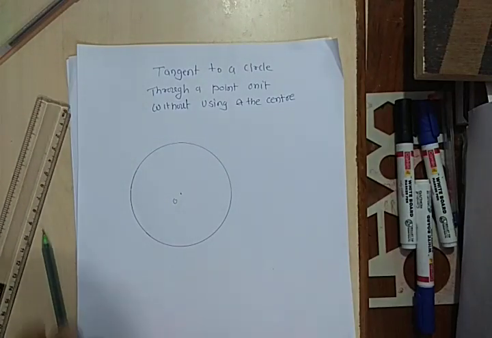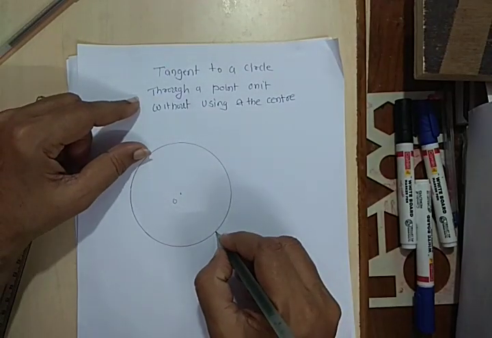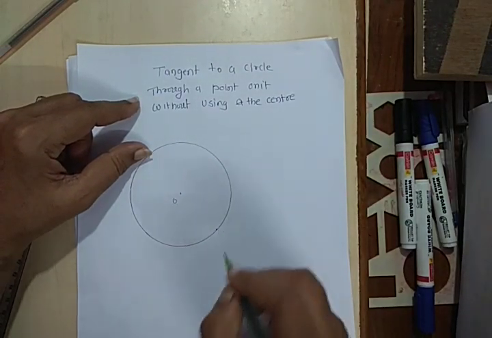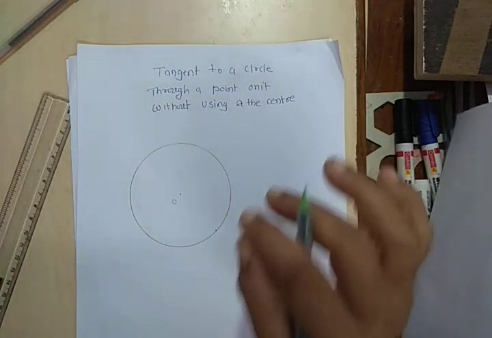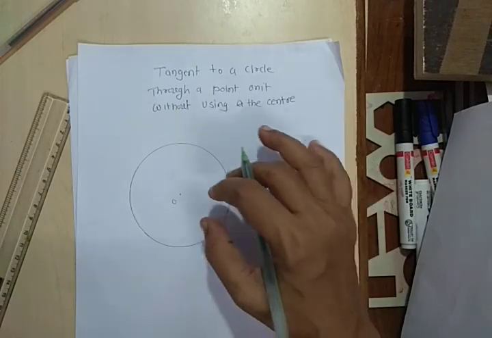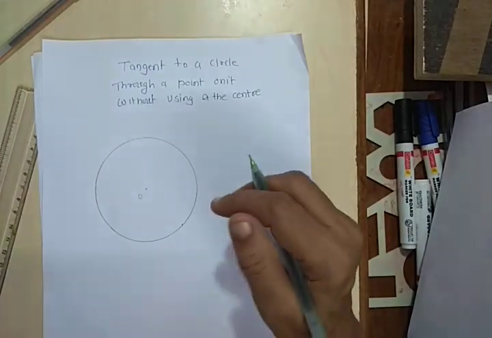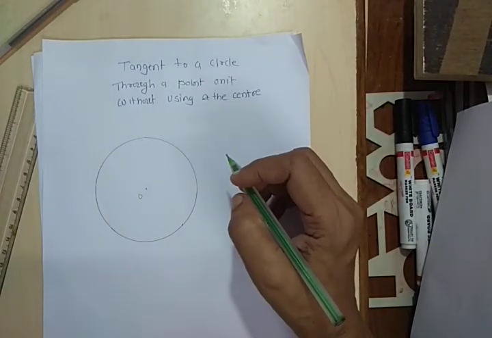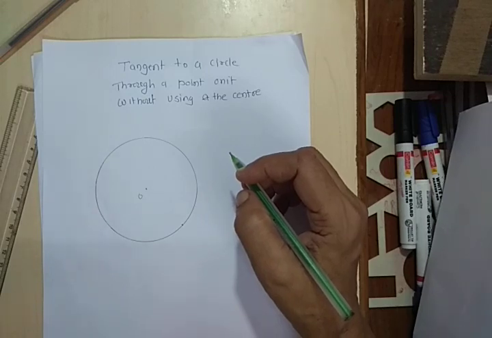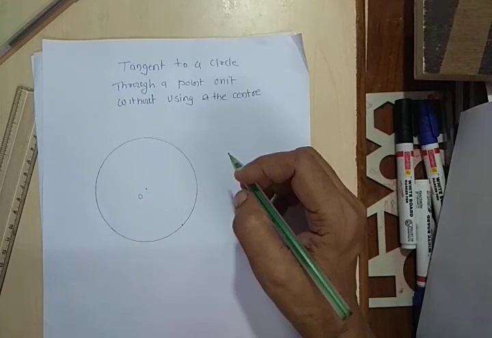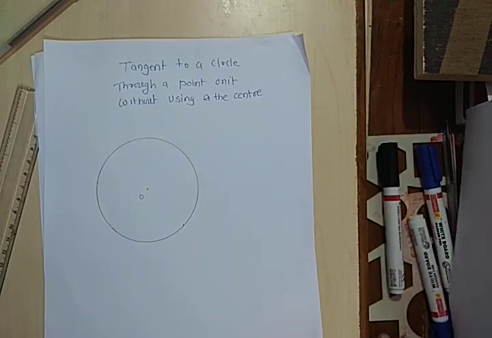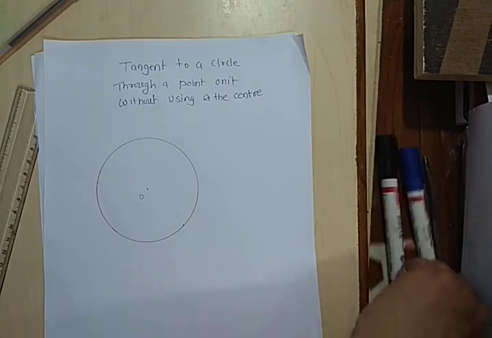Now there is a point on the circle and I want to draw a tangent through this point, but I am not using the center of the circle. What can I do? Do you remember the theorem of angles in alternate segment? Angles in alternate segment are congruent. That I can explain with the help of a rough diagram.